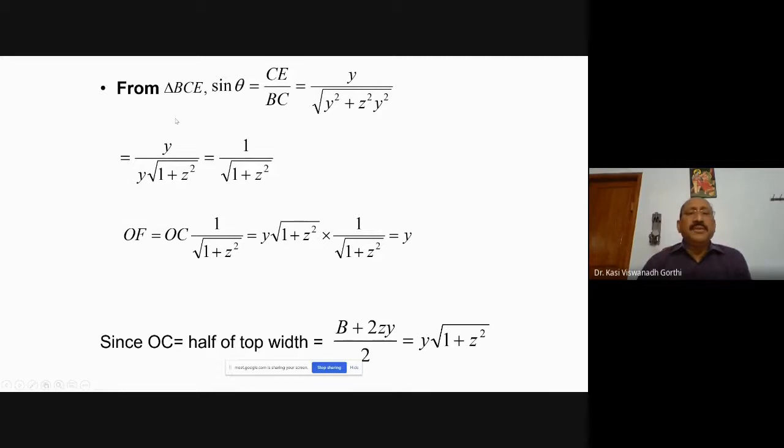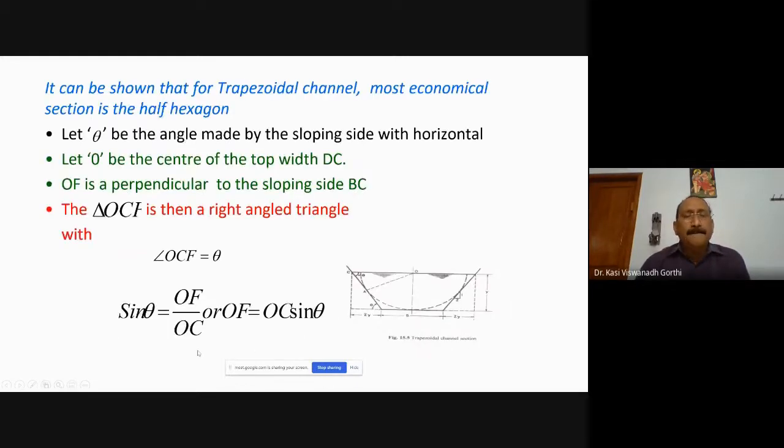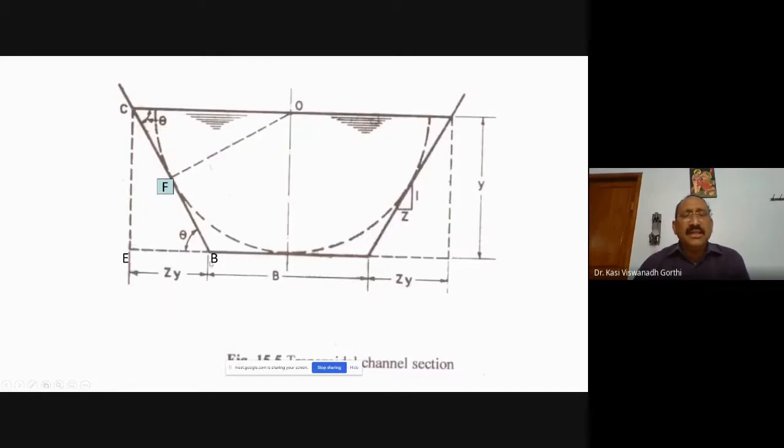Now, take the triangle BCE. See here. What is this triangle? BCE. This is the triangle. Take once again tan theta.